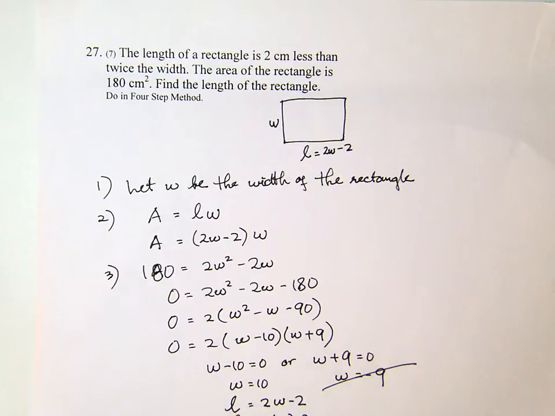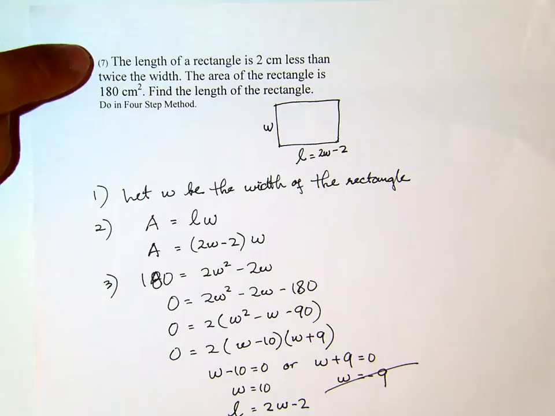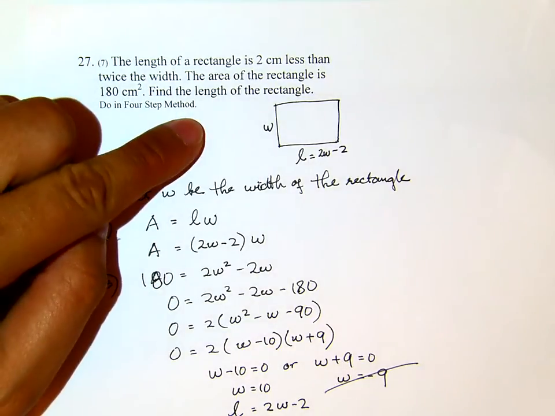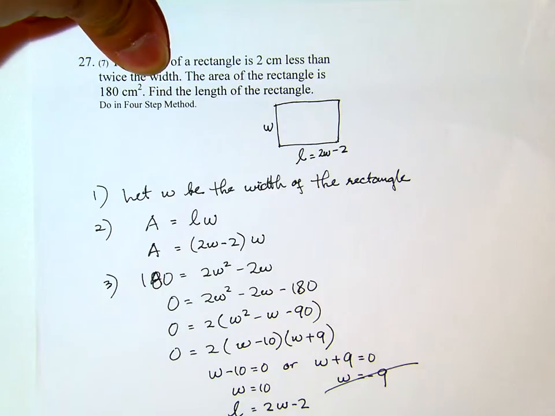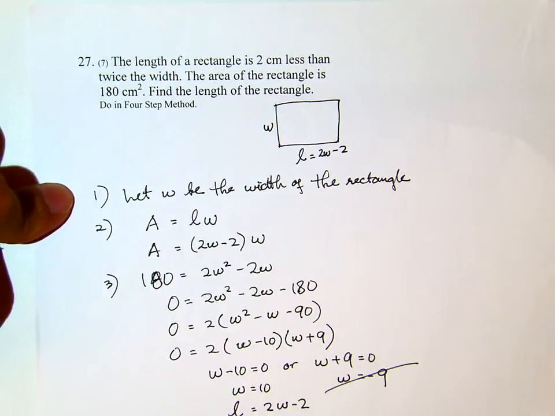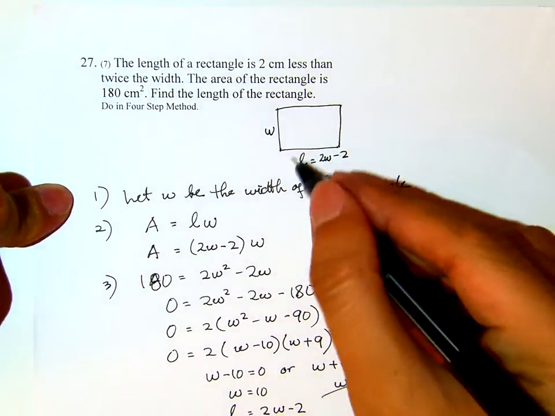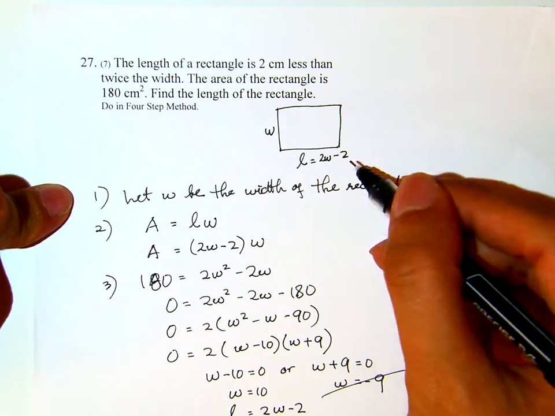Now let's review this question again. The question here is find the length, but the length is defined in terms of the width. Now therefore when you define a variable, it is preferable for you to define the width first, and the length will be defined in terms of the width.